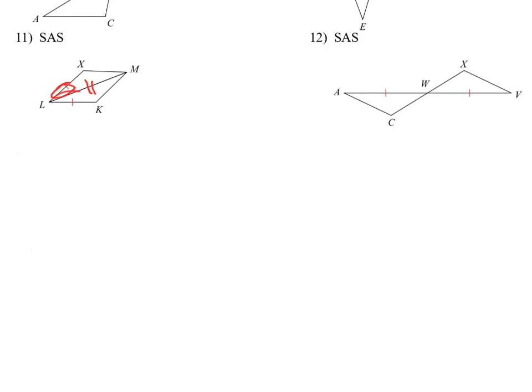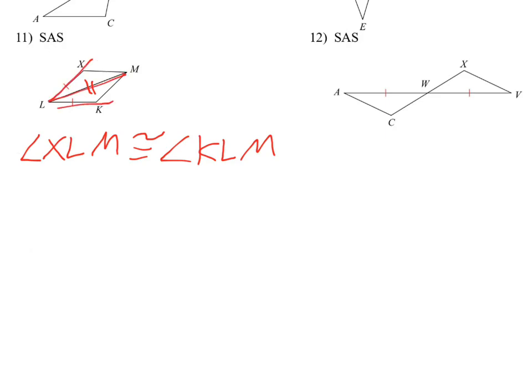We need both of these angles to match up because that'll give me the side, then the angle in the corner, and then the other sides matching up. So I want angle XLM to be congruent to angle KLM. Just as you list the letters, it draws the angle. So keep that in mind.